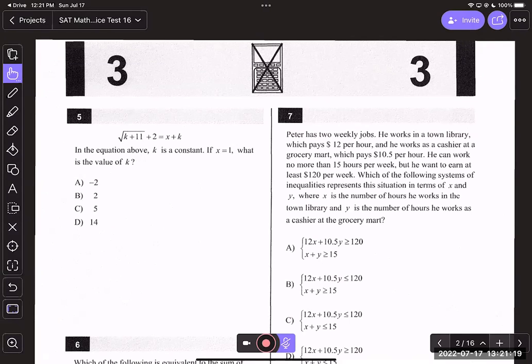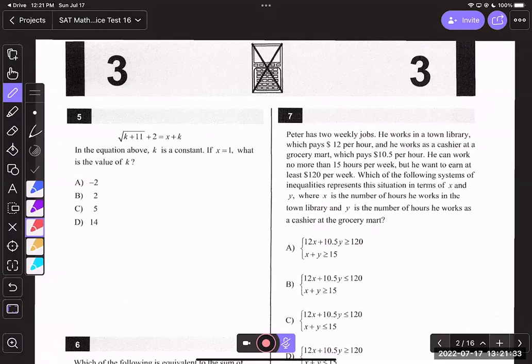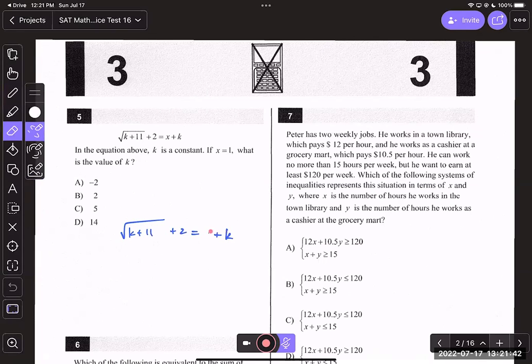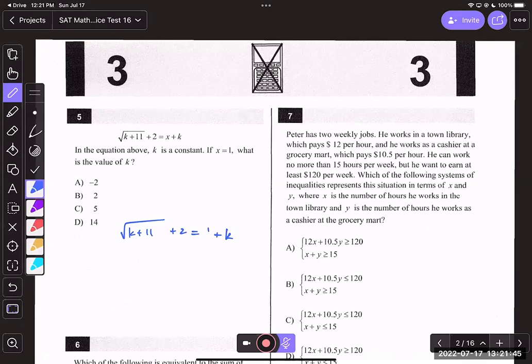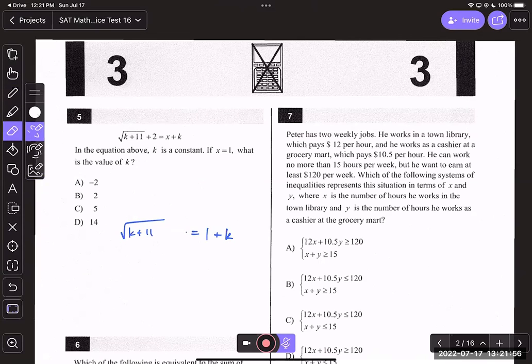In the equation above, k is a constant. If x equals 1, what is the value of k? So you first just write out the equation on your own, and then you subtract 2. So when you say write it out, are you saying also replace x with 1? Yeah. Sure. And then you subtract 2. Okay. So subtracting 2 brings us to the square root of k plus 11 is equal to k minus 1. Is that right?